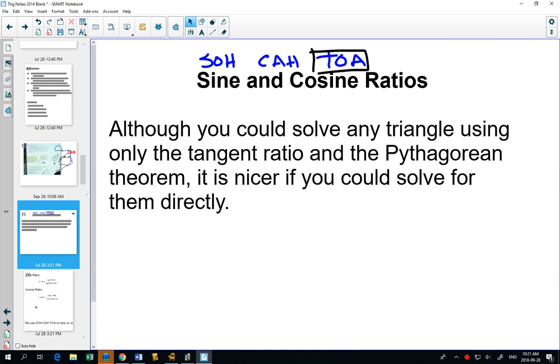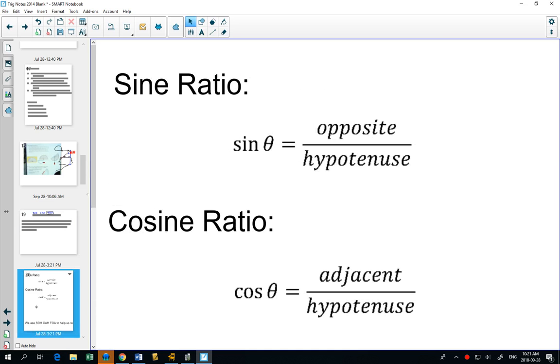So we have our definition for sine, opposite over hypotenuse, and our definition for cosine, adjacent over hypotenuse.